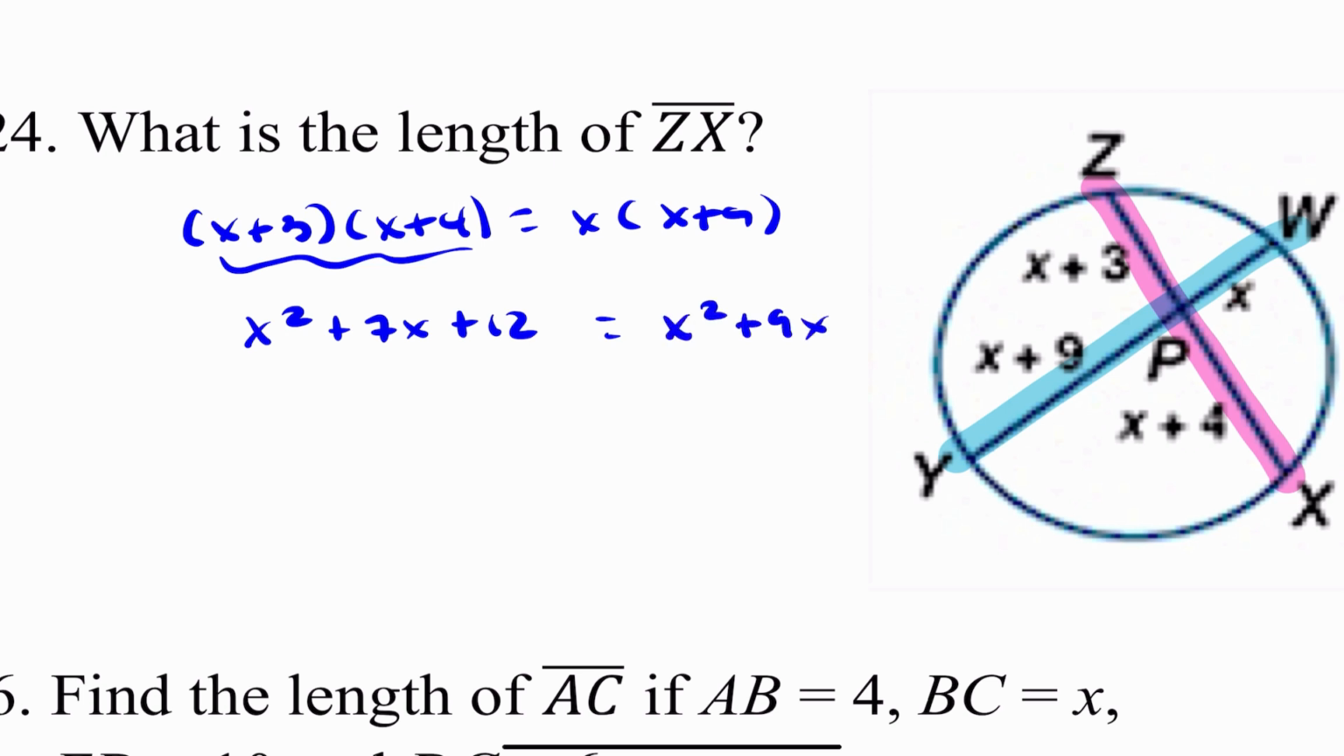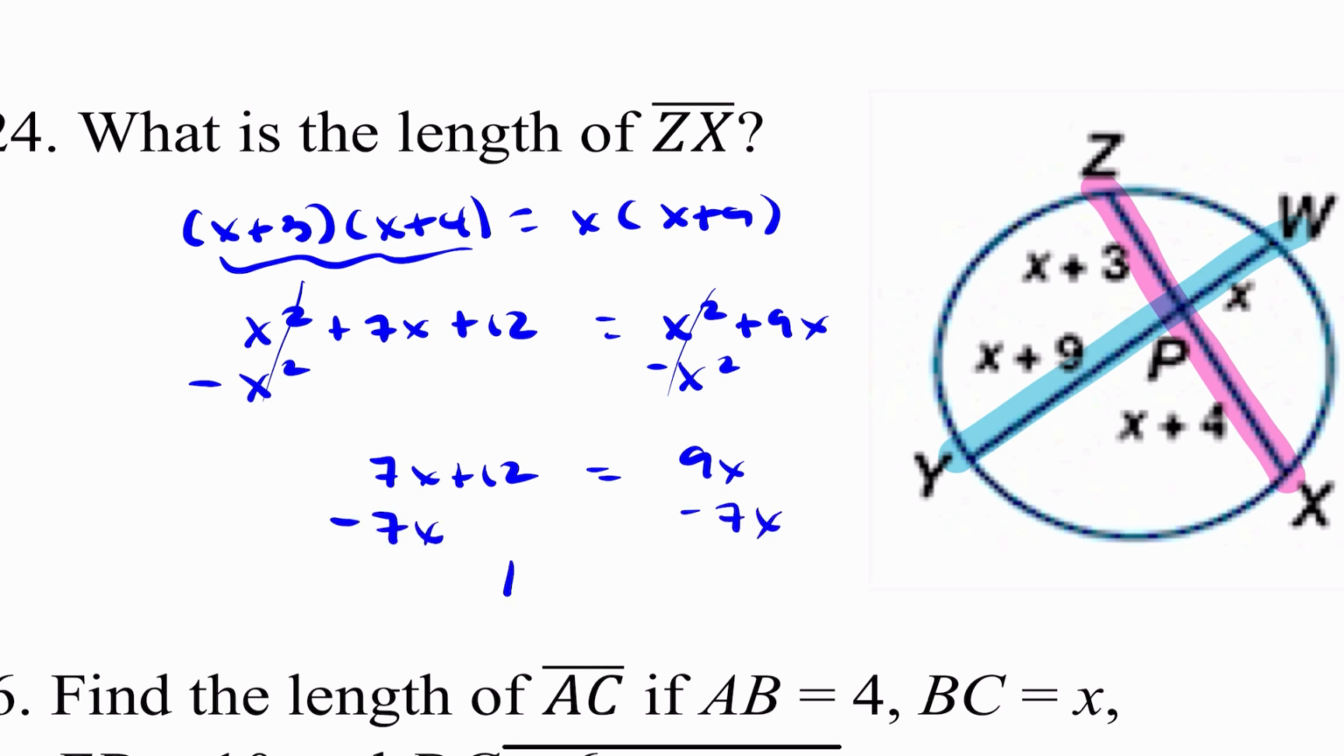Note that if we look at both of these equations here, they both contain an x squared. So I can go ahead and subtract both sides by x squared. So I have 7x plus 12, which is equal to 9x. Subtract both sides by 7x. And I have 12 equals 2x. So x is equal to 6.